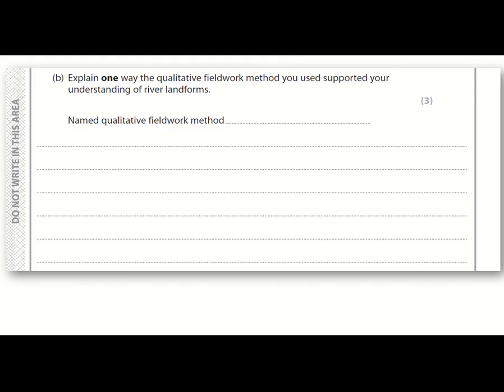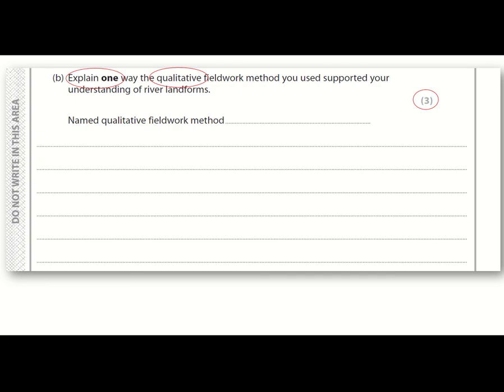Okay, explain one way for 3 marks this time. The qualitative fieldwork method, and you can see, look, just how important it is that we know what these terms mean. Okay, qualitative fieldwork method you used supported your understanding of river landforms. Now this is where it's important to know that the exam board class sediment in rivers as landforms. Alright, so go back to that table I showed you, please.